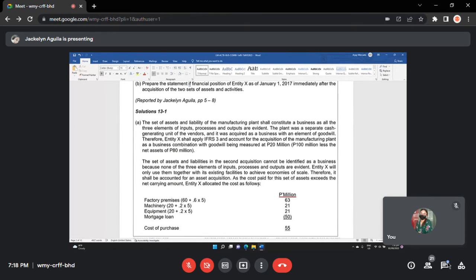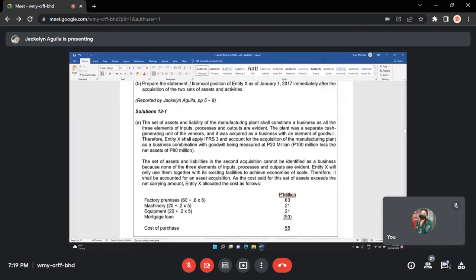Solutions in illustration 13:1. The set of assets and liability of the manufacturing plant shall constitute a business as all the three elements of inputs, processes, and outputs are evident. The plant was a separate cash generating unit of the vendor and it was acquired as a business with an element of goodwill. Therefore, Entity X shall apply IFRS 3 and account for the acquisition of the manufacturing plant as a business combination with goodwill being measured at 20 million. Na-compute yung 20 million dahil sa 100 million less the net assets of 80 million.